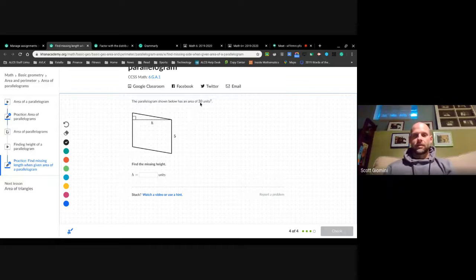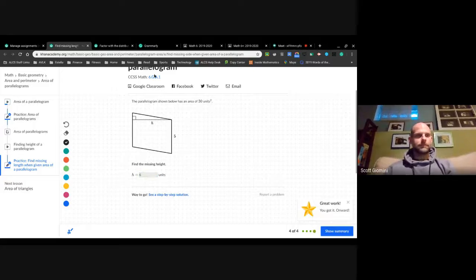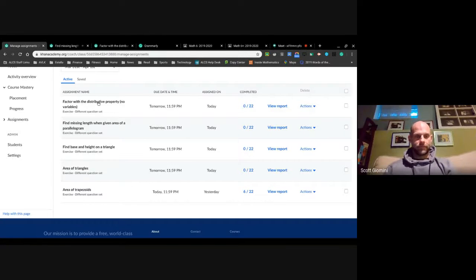It says the area is 30. What's the height? I'm asking myself, 30 is 5 times what other factor? So 5 times what will give us 30? Answer is, of course it is, Jaden, 6. All right, very good. Let's look at another assignment you have.